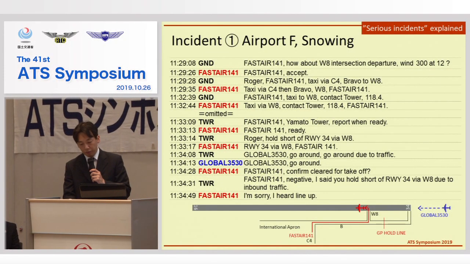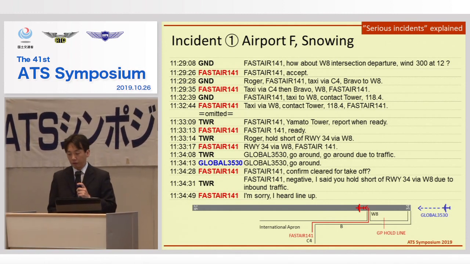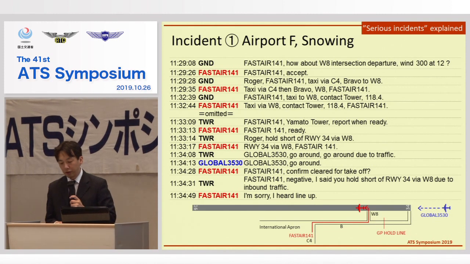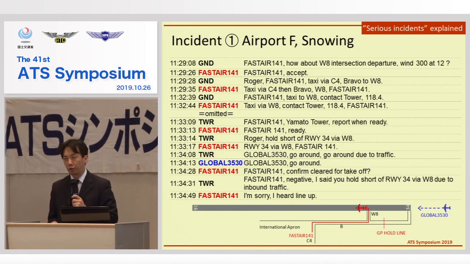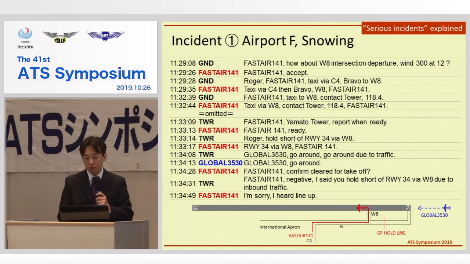So what do you think? Maybe the suggestion of intersection departure affected the situational awareness of the pilots, and they might have thought that they were going to depart without delay. However, this is what we should focus on.